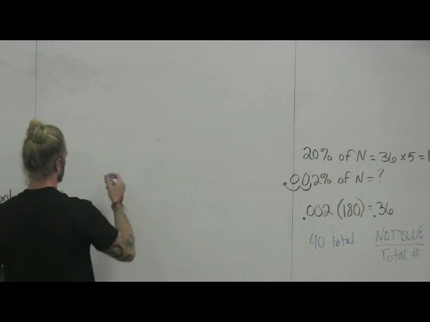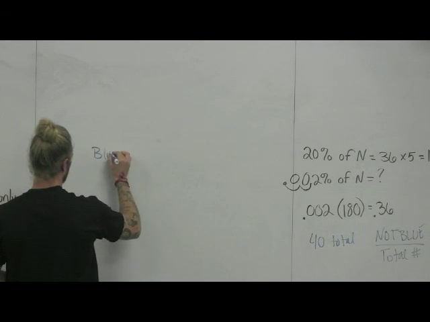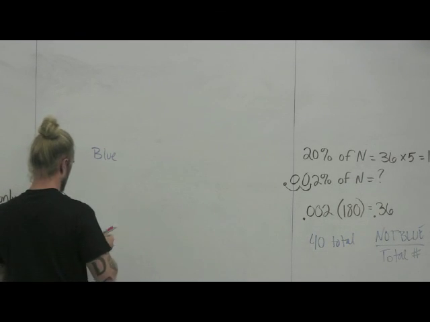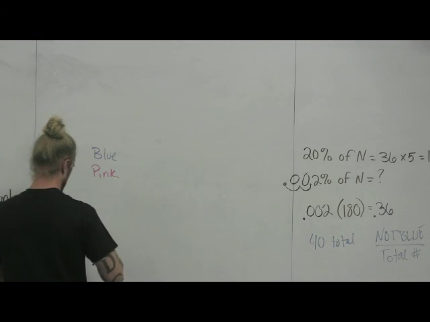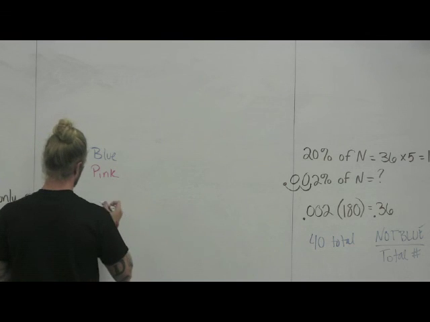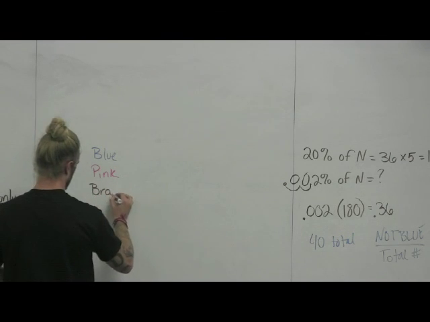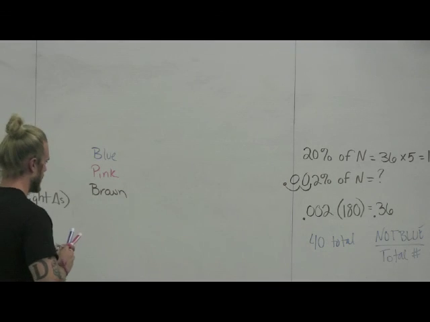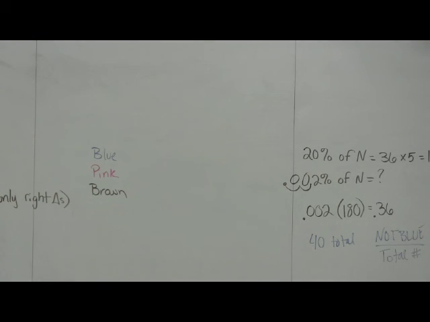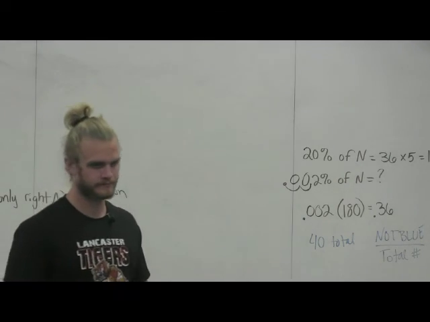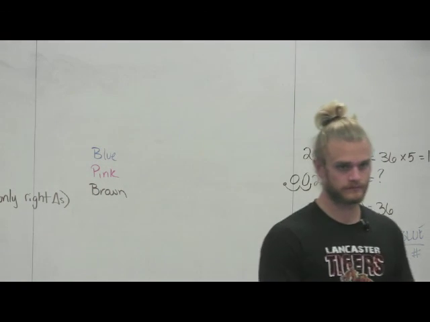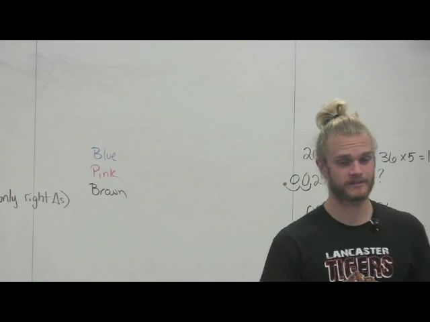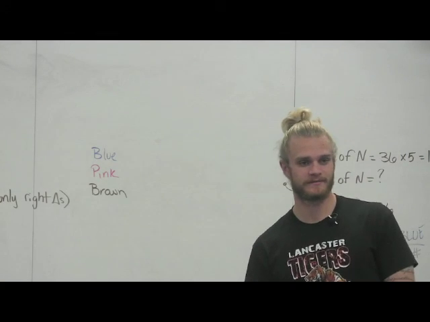All right, I have blue. I have pink. And I have brown. How many different orders can I put those three colors in without repeating? 24. Is that your final answer? Would you bet your life on that? Not for that.